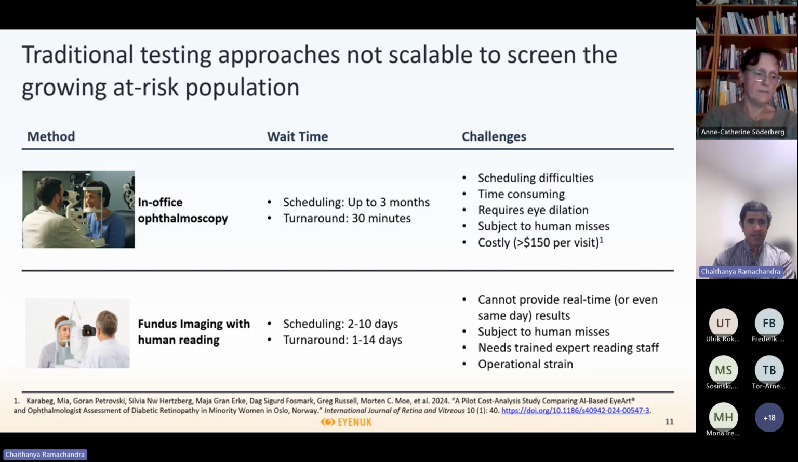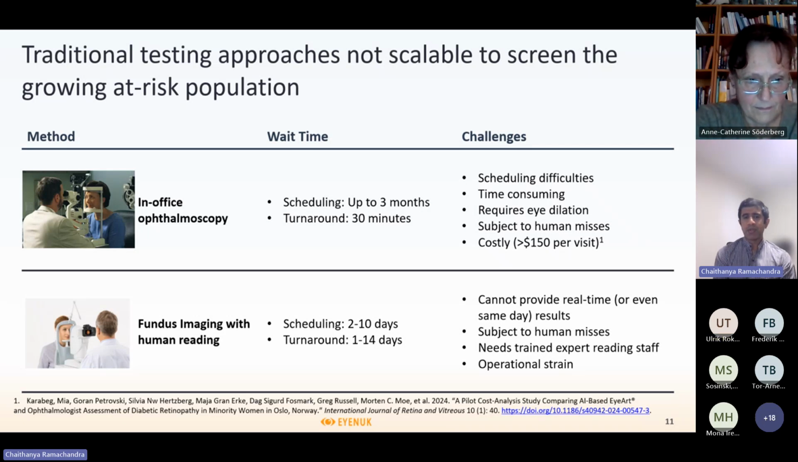There was a study by actually a group at Oslo, UNICEF Oslo, which put this price at over $150 per visit. And the turnaround time is 30 minutes.